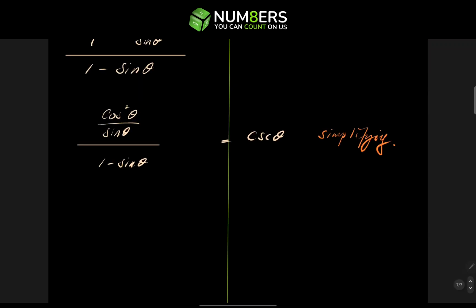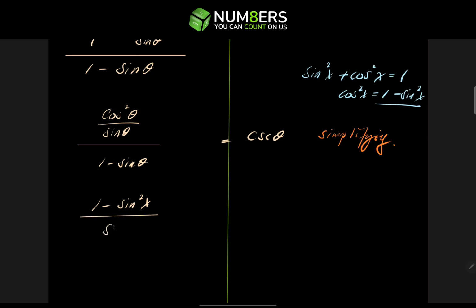So if we recall, I'm going to write it in blue. If we recall, sine squared x plus cosine squared x is equal to 1. And cosine squared x is equal to 1 minus sine squared x. So I'm going to simplify. I'm going to write down 1 minus sine squared x in for cosine squared x here. All right, 1 minus sine squared x all over sine of theta, or sine of x. Let's write down theta instead of x here.